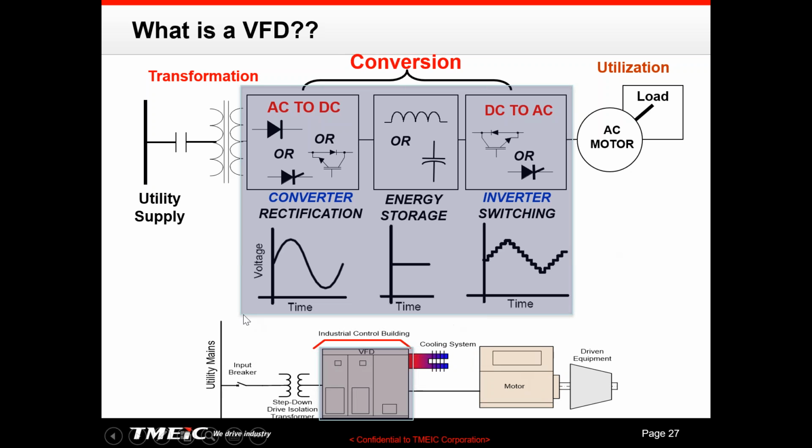Okay. And this at the bottom here is the typical electrical configuration. You have a utility mains, then an input breaker and step-down isolation transformers, and the VFD. Based on the cooling system, we can design the VFD for air-cooled or water-cooled, and then the motor and the driven equipment. But the key thing is the motor is suitable for outdoor installations, but the VFD is equipment that you must install indoors, and you have to keep the environment very clean and cool.